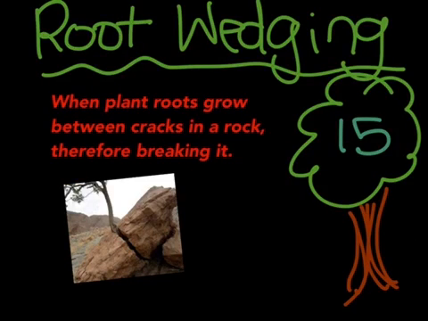All right, the third is root wedging. So this is when plant roots grow between the cracks in a rock and cause it to break. This one is biological. It's done by plants, so it's a bio type of weathering.